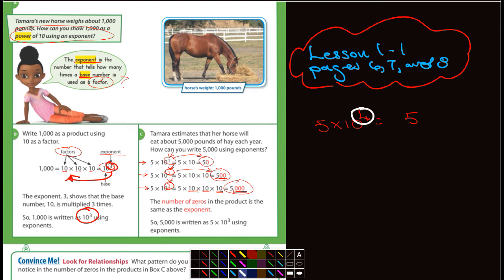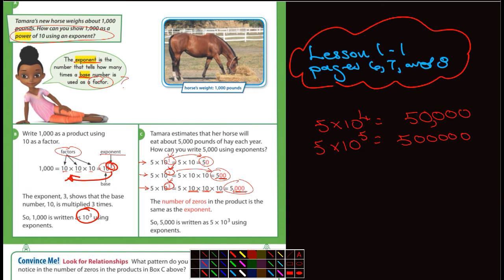How many zeros do you think you would add? You would add simply 4 zeros. 1, 2, 3, 4. It's going to be 50,000. 5 times 10 to the 5th, how many zeros do you think I'm going to add? 5 zeros. 1, 2, 3, 4, 5.